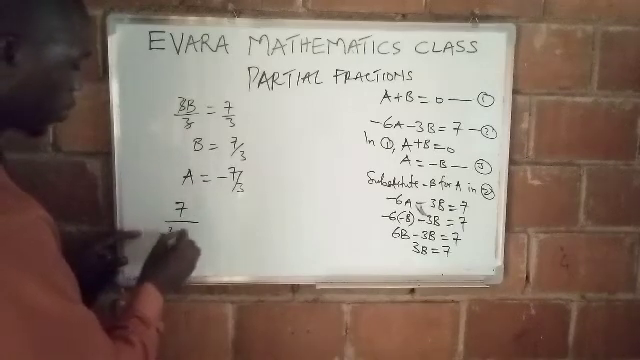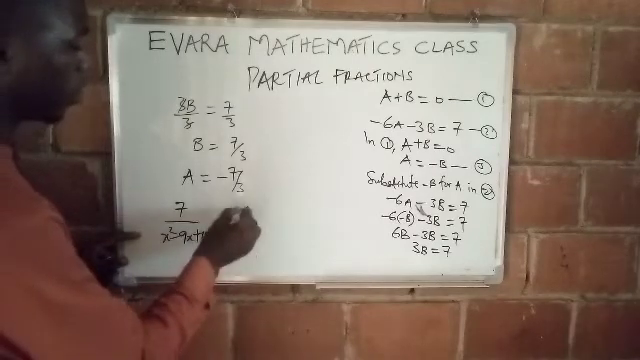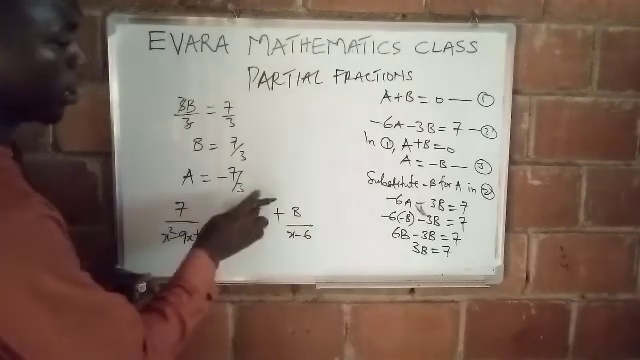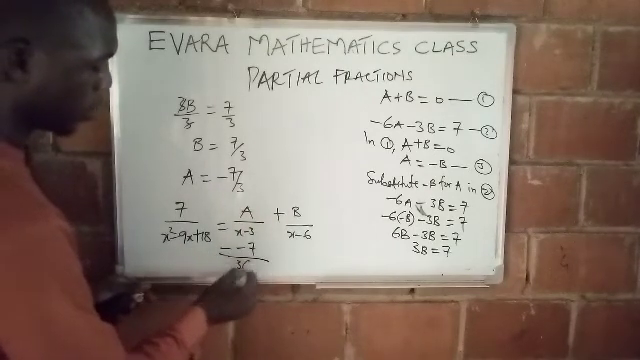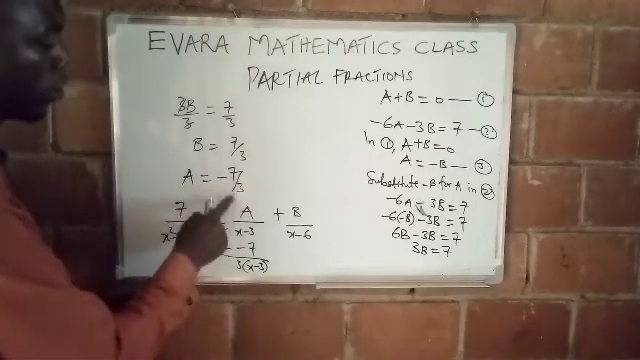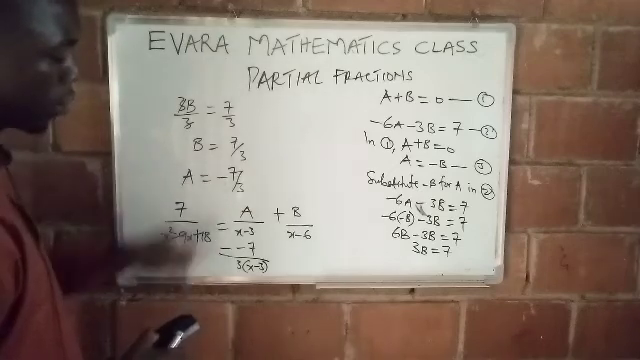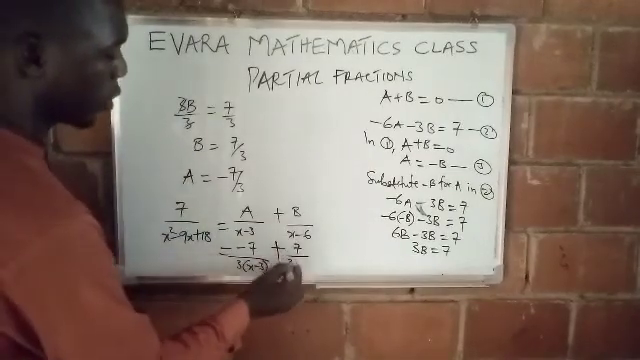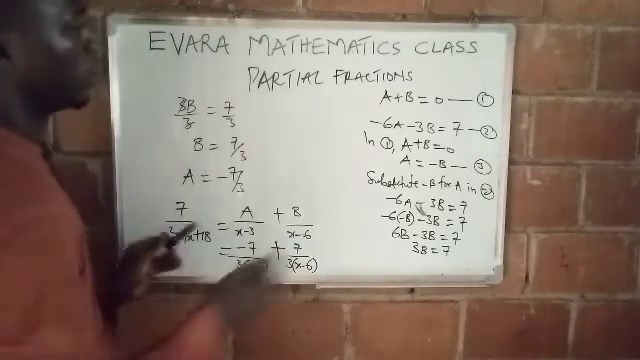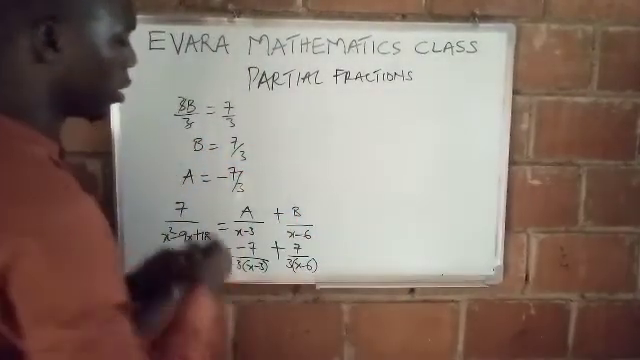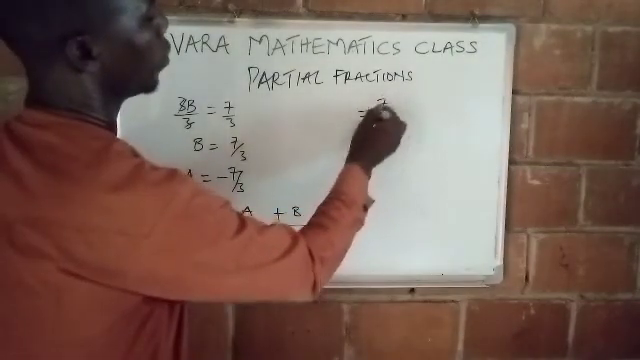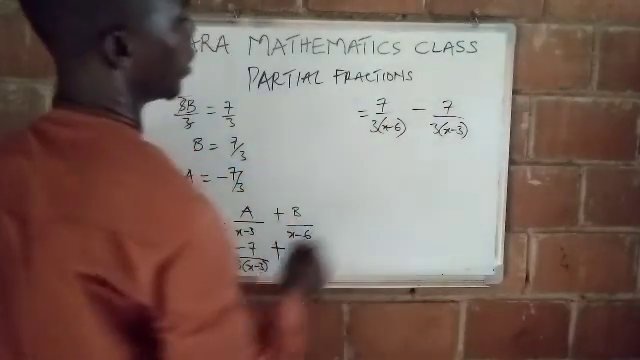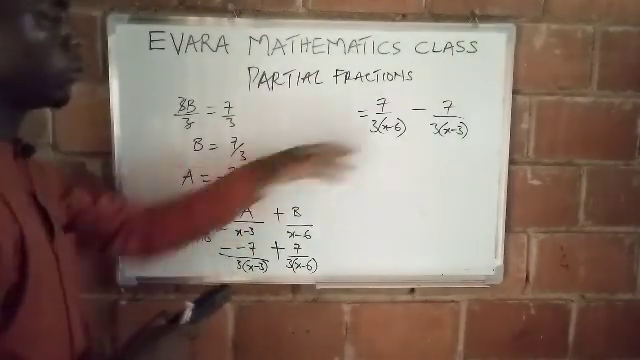7 over x squared minus 9x plus 18 is equal to A over x minus 3 plus B over x minus 6. So our A is what? Minus 7 over 3. So if you replace A here with the answer, it will be minus 7 over 3 in bracket x minus 3, plus B, which is 7 over 3 into bracket x minus 6. Or preferably, we may decide to write it with the positive one first: 7 over 3(x minus 6) minus 7 over 3(x minus 3). So with this, we have resolved this into partial fractions.